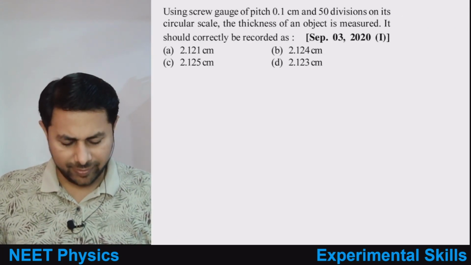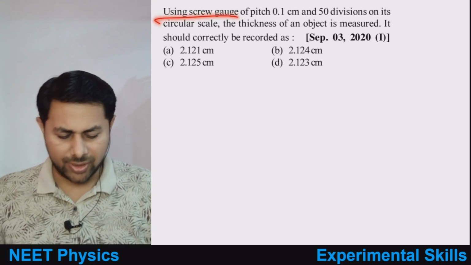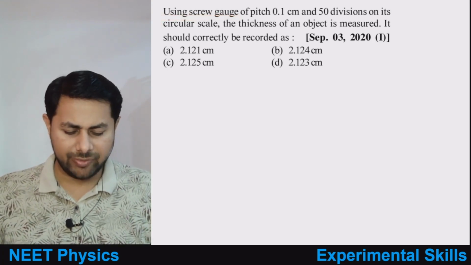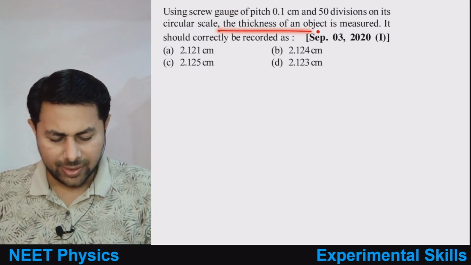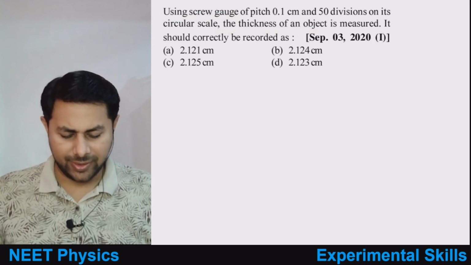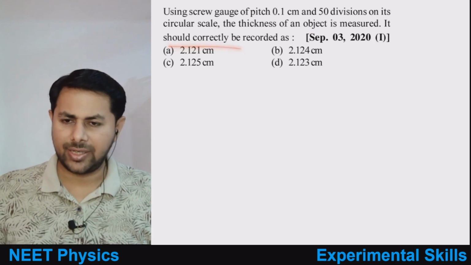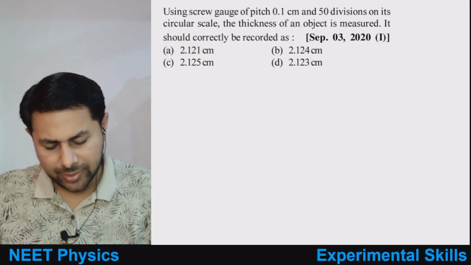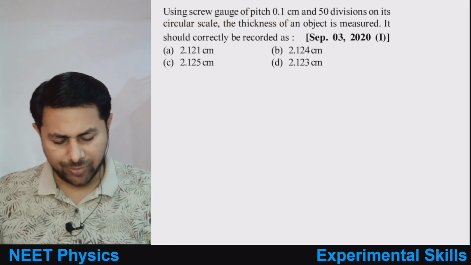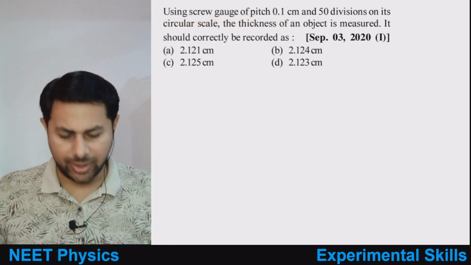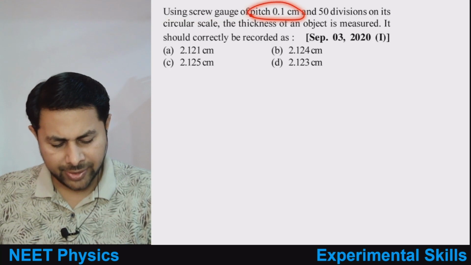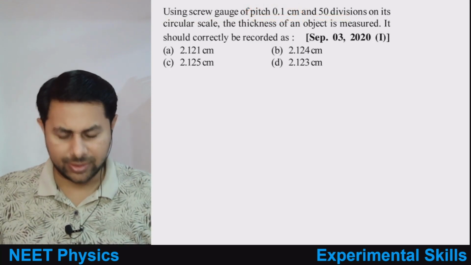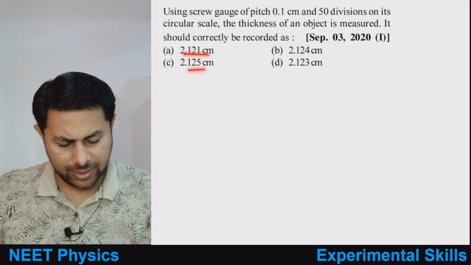Let's see next one. Using screw gauge of pitch 0.1 centimeter and 50 divisions on its circular scale, the thickness of an object is measured. It should correctly be recorded as. Okay, right. So now you have some object and you are measuring its thickness using the screw gauge. So pitch is 0.1 centimeter and there are 50 divisions on the circular scale. So there are these options.